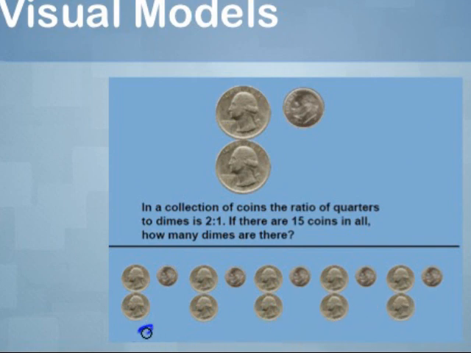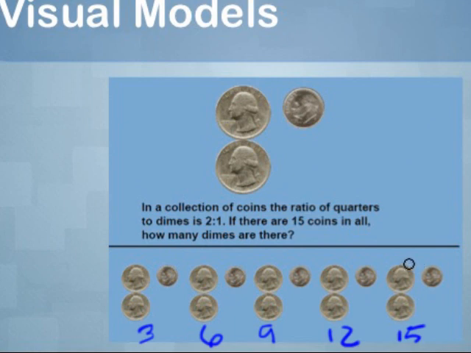Here we have 3, 6, 9, 12, and 15 coins. So this is the full set of coins in the proper ratio. Count the dimes to find the answer. 1, 2, 3, 4, 5. There are 5 dimes.